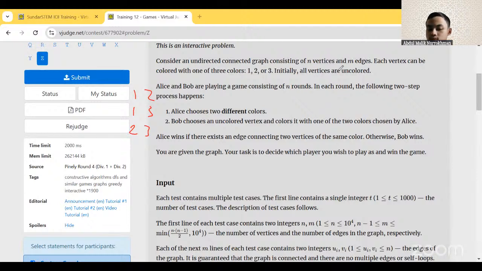Doesn't match any adjacent vertices. Alright. For example, the graph is like this. And then, given color 1 and color 2, what shall we do? Which node will we color first? In the first turn, which node will we color?